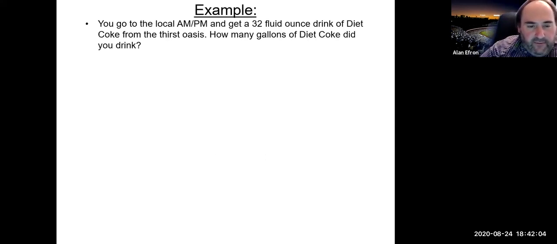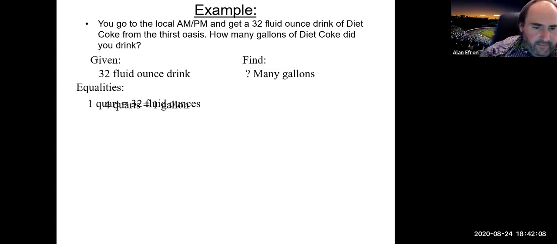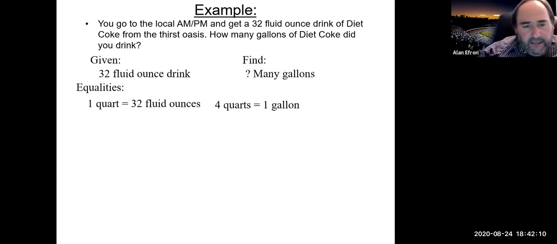So why don't you try one here? Let me give you some equalities that may help. Take a moment or two here. What we're looking for is: we went to the AMPM and got a 32 fluid ounce drink. How many gallons of Diet Coke did you drink? Take a couple of minutes here and see what you come up with, and then we'll talk about it.